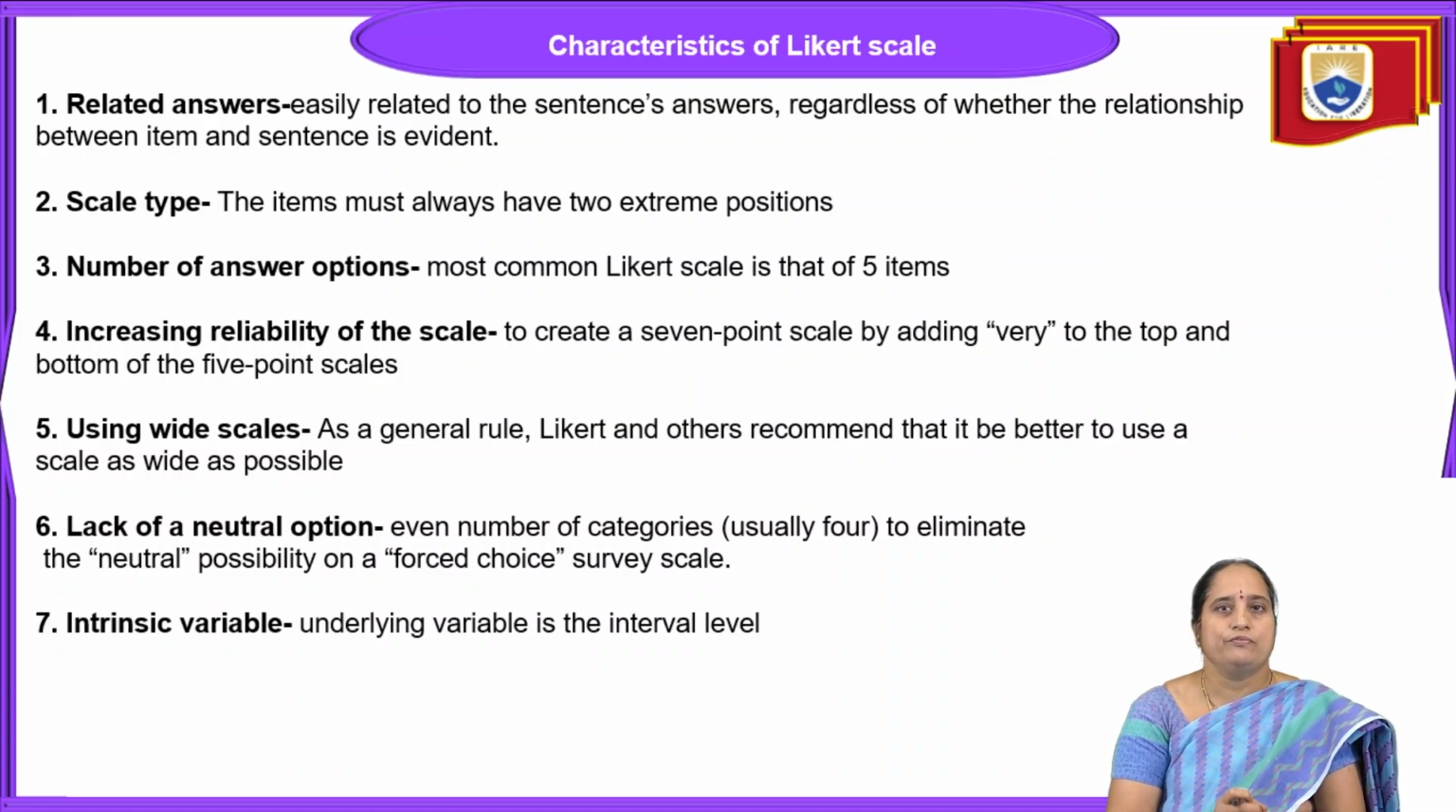And third one is number of answer options. So most common Likert scale is 5 items, but as we already had a glance at even and odd types of Likert scales, there will be many options in between these two extreme positions: 4 point, 8 point, 5 point, 7 point, 9 point, and so on. So increasing the reliability of the scale, which is used to create a 7 point scale by adding a value to the top and bottom of the 5 point scales.